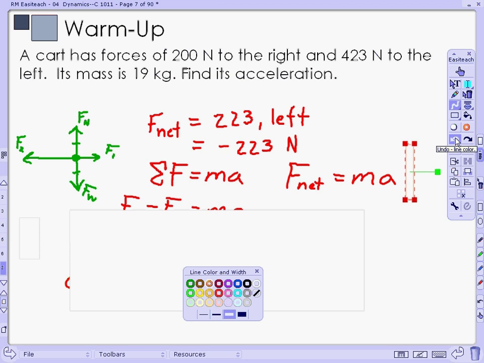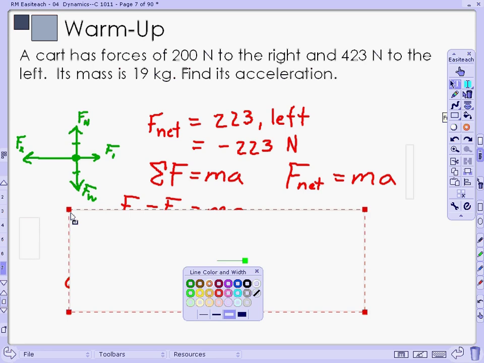And you'll probably just go right to this step here, which is sigma F equals ma, or you can write down F net equals ma if you prefer. They are absolutely equivalent, whichever way you prefer. Just understand that this sigma is in no way a variable. It just means look at all the forces. That's what that sigma means.